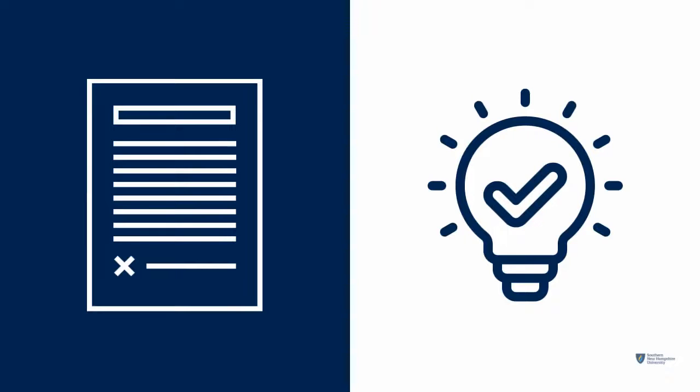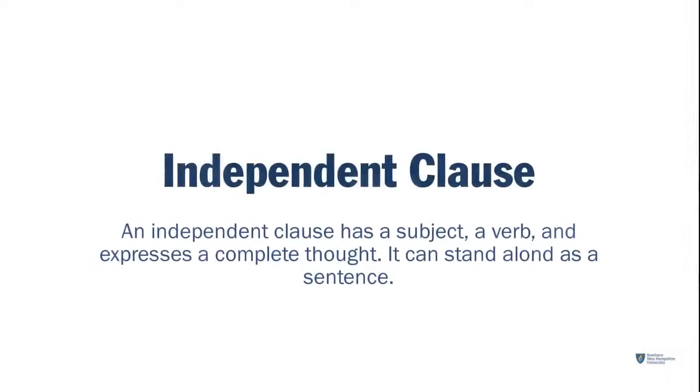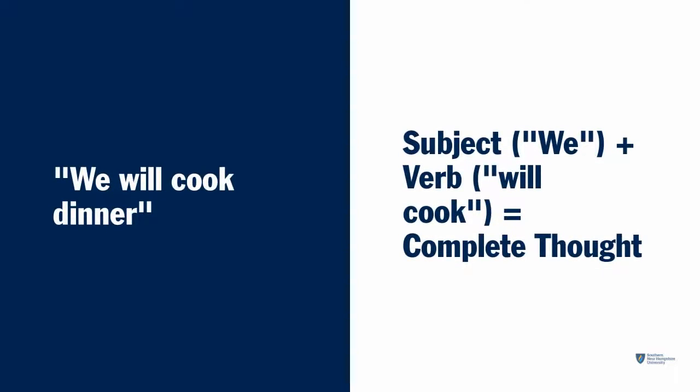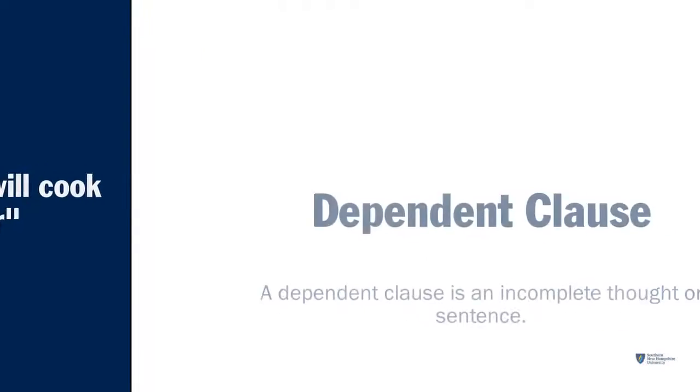This video will discuss the difference between independent and dependent clauses and how to use them to make sure you are creating complete sentences. An independent clause can stand alone as a sentence because it has a subject, a verb, and expresses a complete thought. An example of an independent clause is "we will cook dinner." It has a subject, we, a verb, will cook, and it expresses a complete thought on its own.